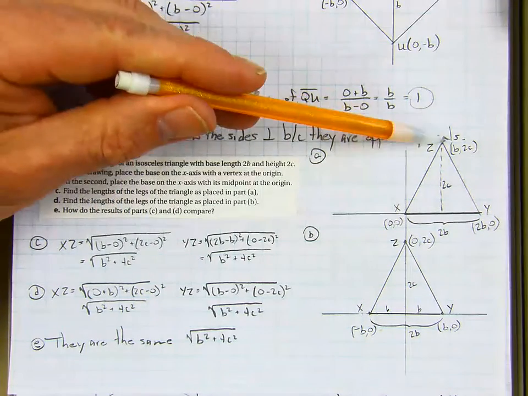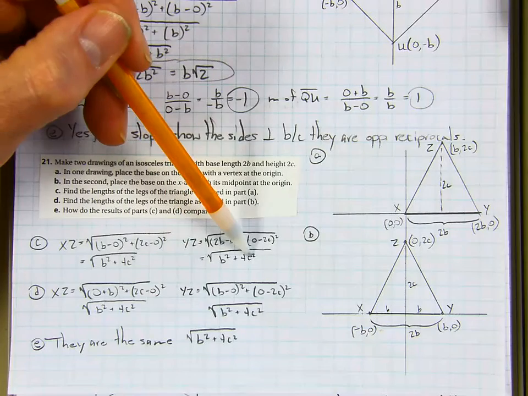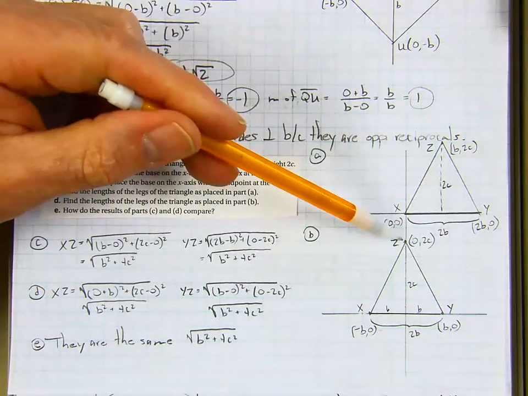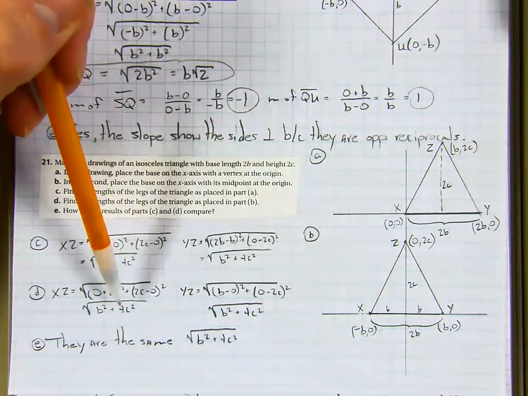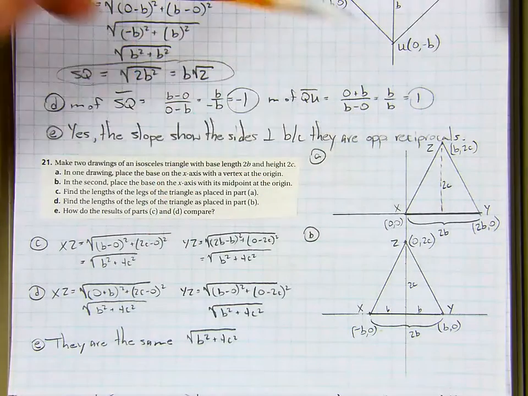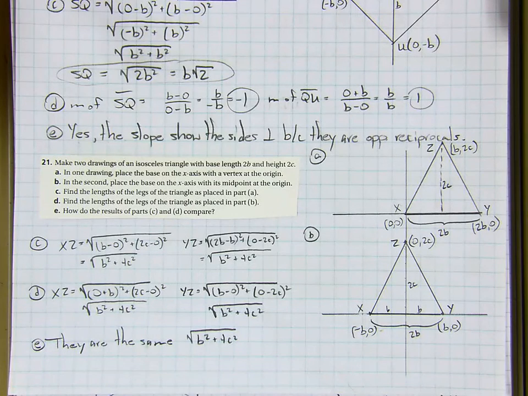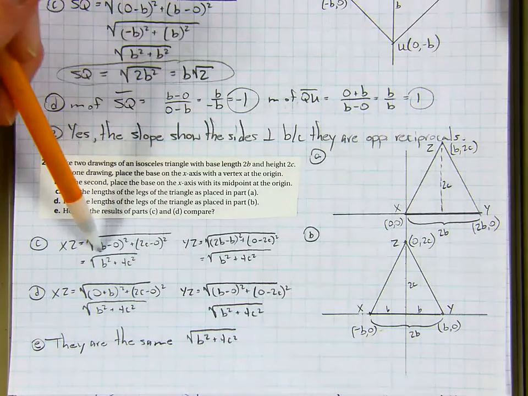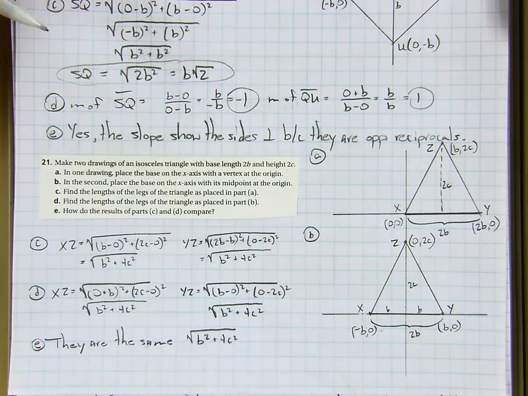Then I found the length of this one, got the same thing. I found the length of this one, same thing. The length of this one, same thing. And it should be. These triangles are congruent. So the length of those legs or those sides should all be congruent. And even though it's odd, it's got variables, you can still tell those are equal. They have the same value.